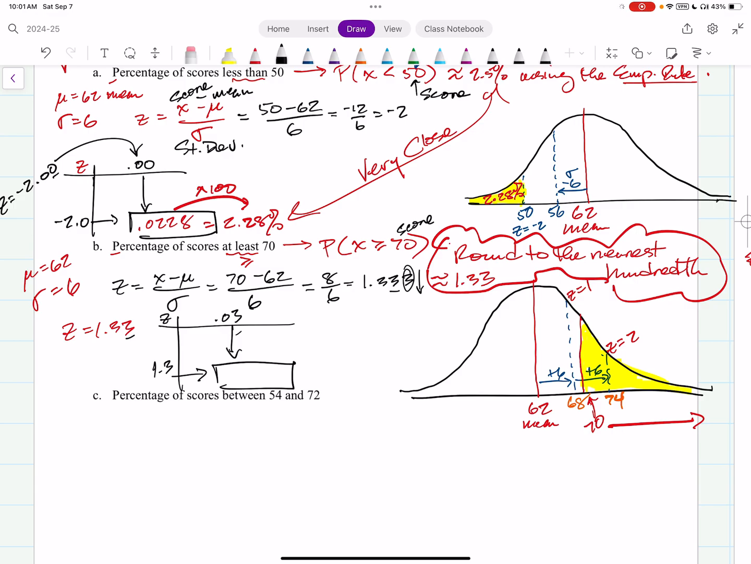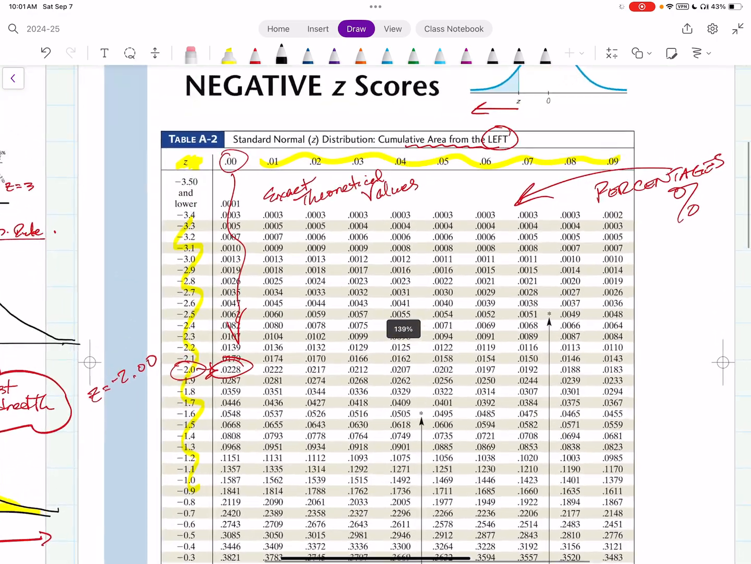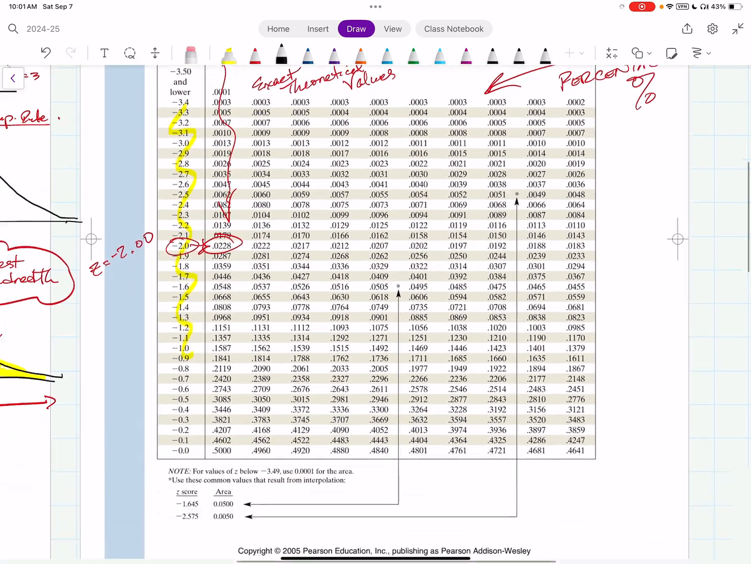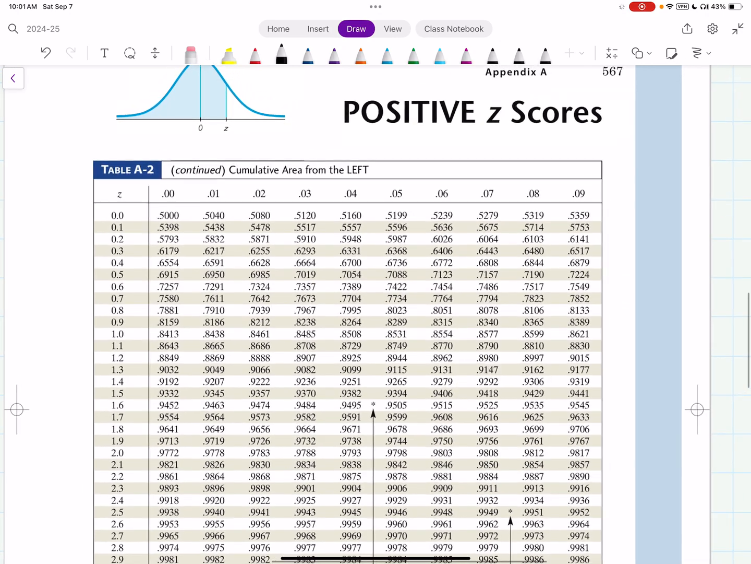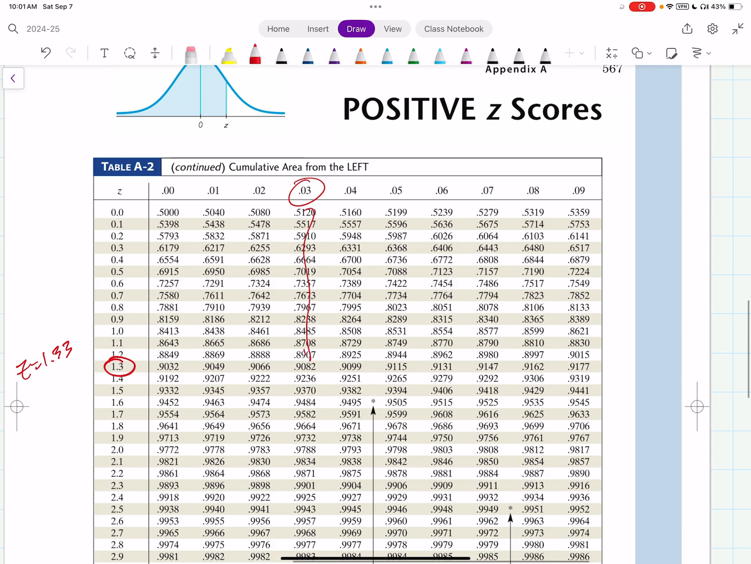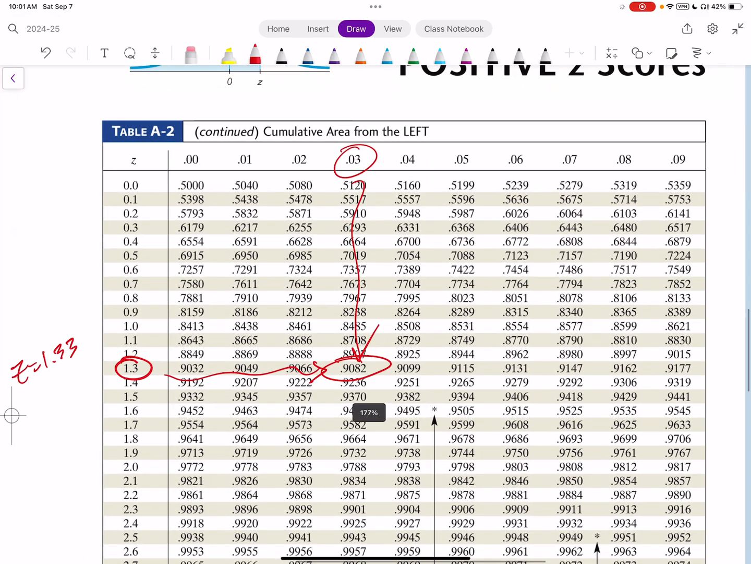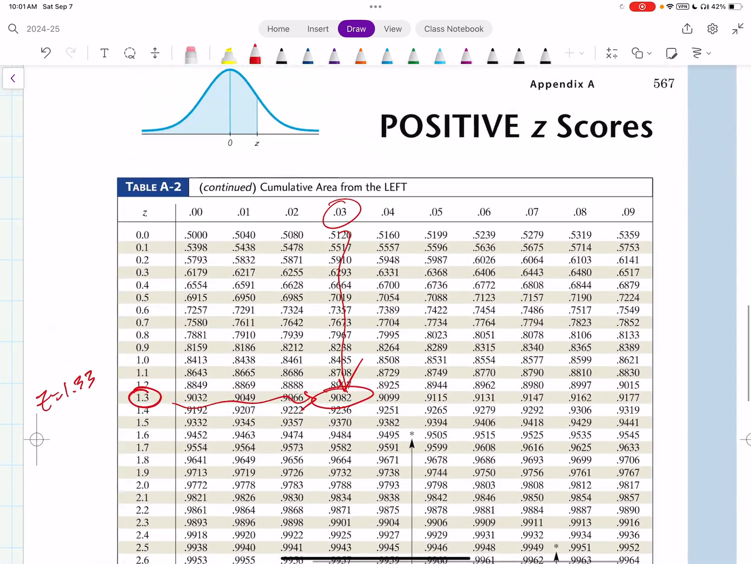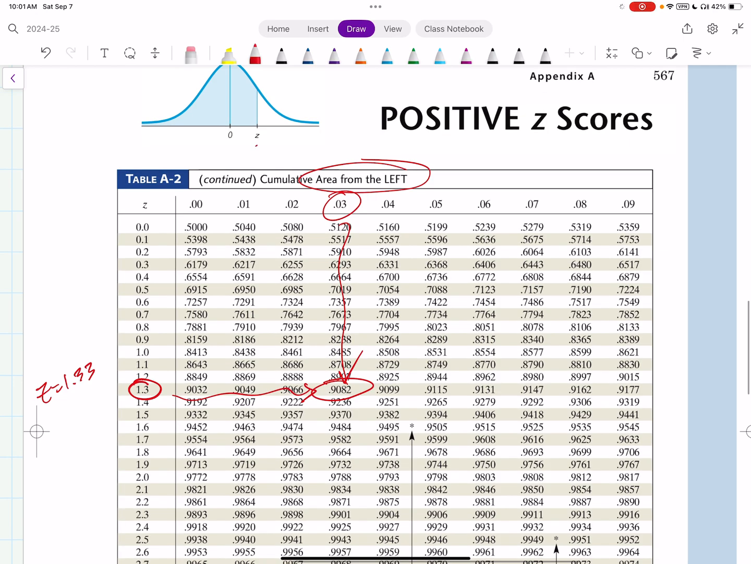Okay, so let's find 1.33 on the table. Now there's two sides to the table, the negative side and then the positive side. So we have to go to the positive side and find 1.33. z equals 1.33, so 1.3 is here, 0.03 is here. You go across and down and read your value, and it's obviously 0.9082. But remember, it's always the area from the left, to the left of a number. So this is the percentage to the left of the number, 0.9082.